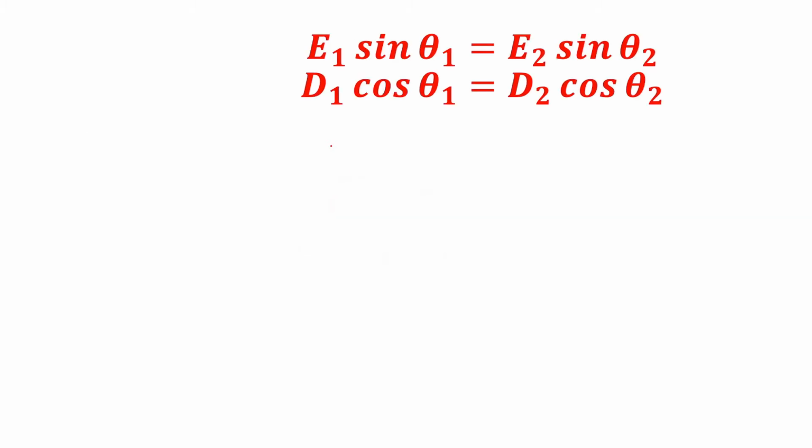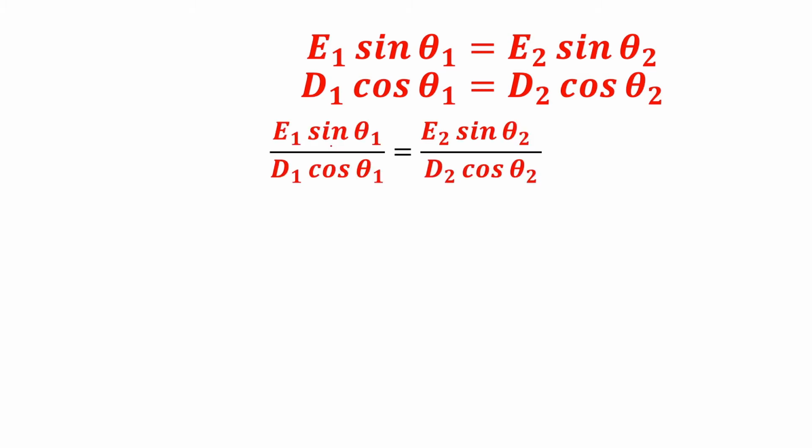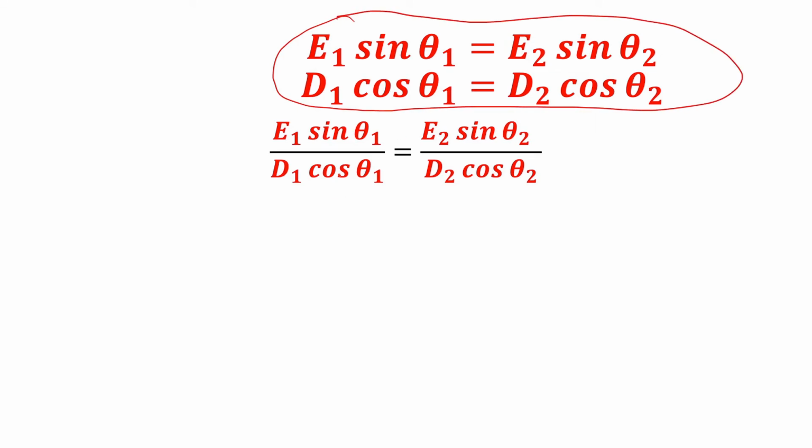The relationship between D1 cos theta 1 and D2 cos theta 2 can also be expressed as epsilon 1 E1 cos theta 1 is equal to epsilon 2 E2 cos theta 2. If I divide these two equations and form a fraction, then this equal sign should be valid, right? This follows from the rule: if a equals b and c equals d, then a by c should be equal to b by d.